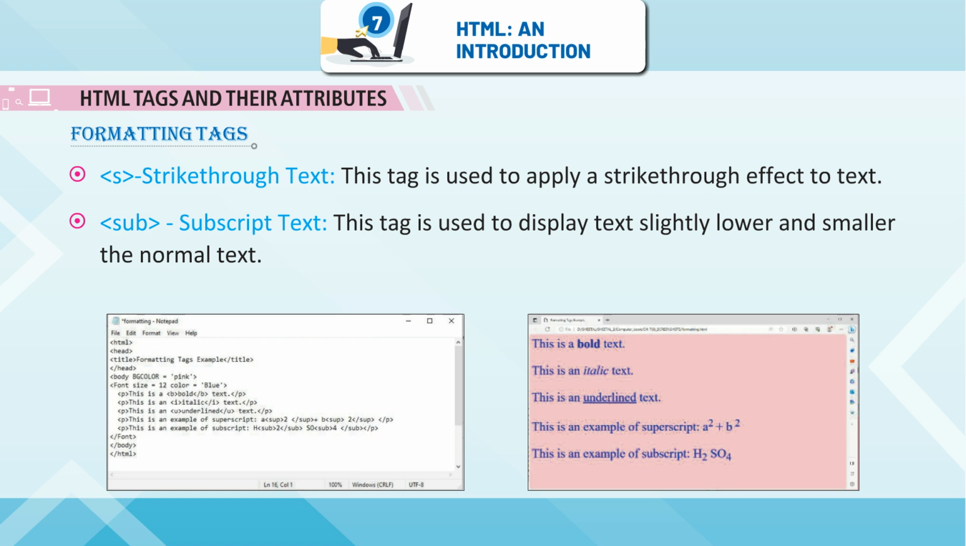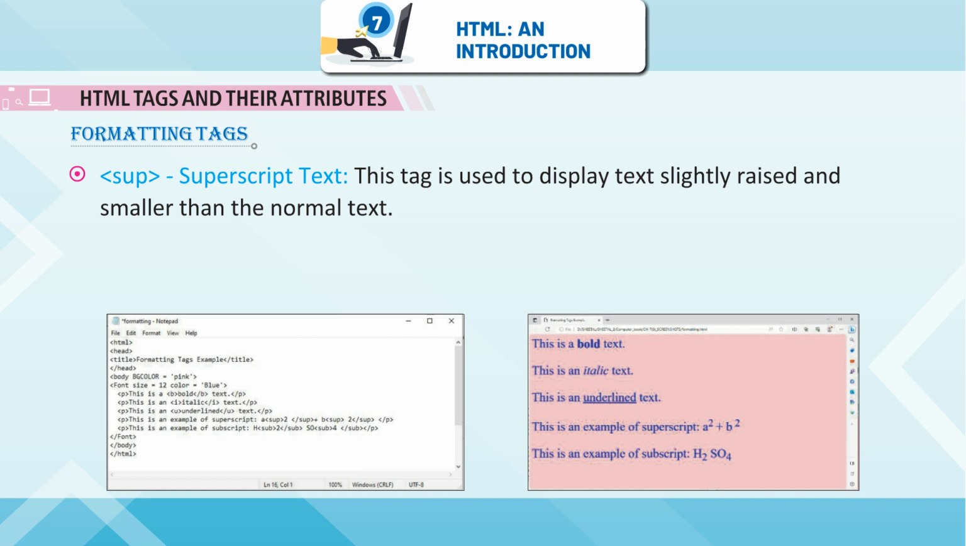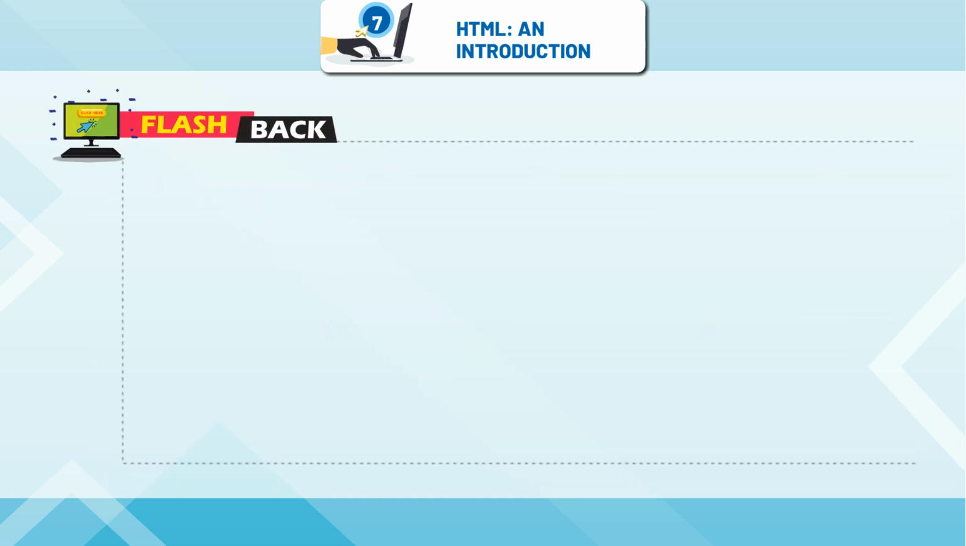Subscript text. This tag is used to display text slightly lower and smaller than normal text. Superscript text. This tag is used to display text slightly raised and smaller than the normal text.